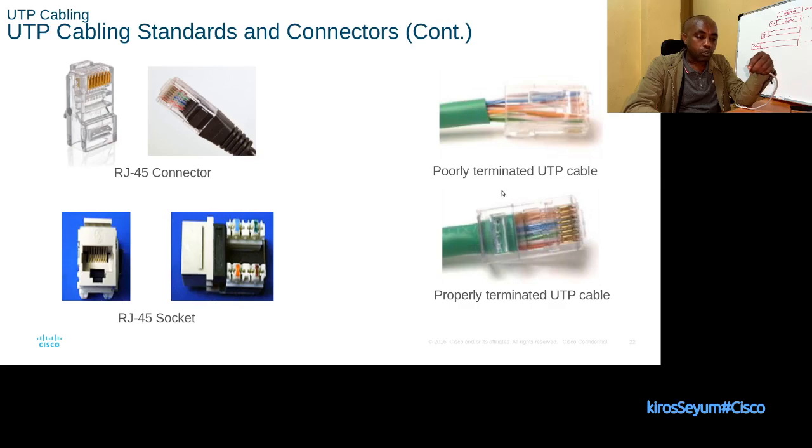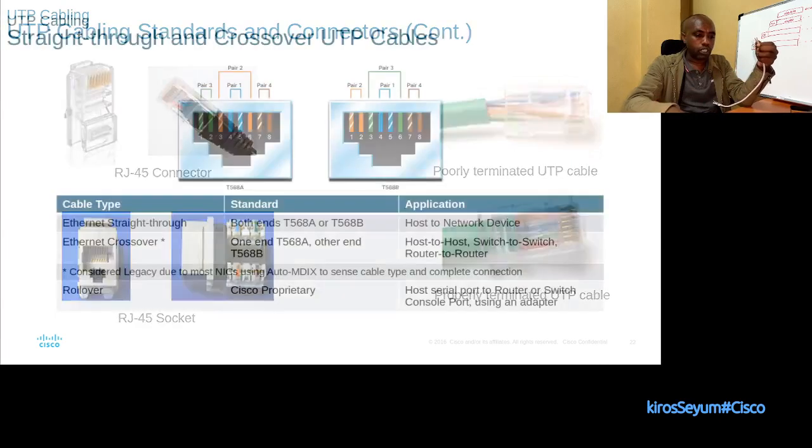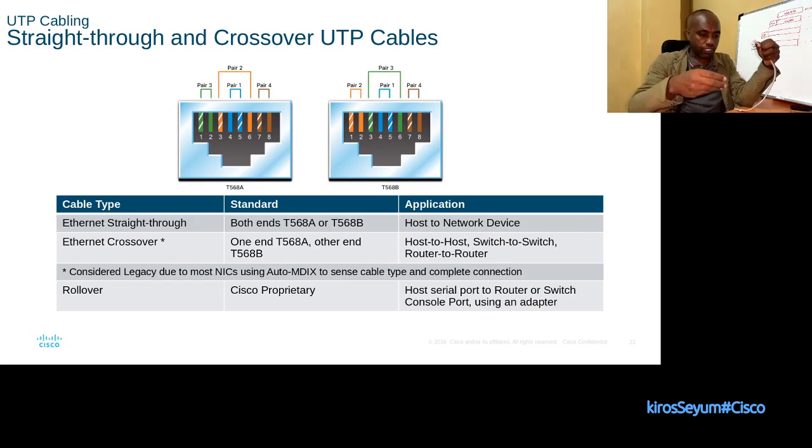So it's not recommended. What you have to do is push that one until you cover the jacket. I will show you that one in this. You have different types of coloring: T568A and T568B. If on one side of the cable you use T568A and on the other side T568B, you will have what you call a crossover cable.